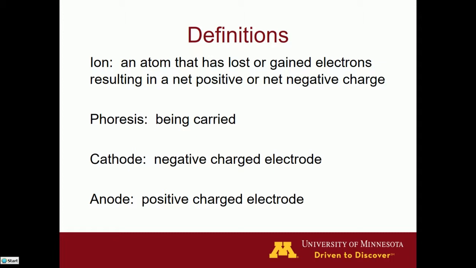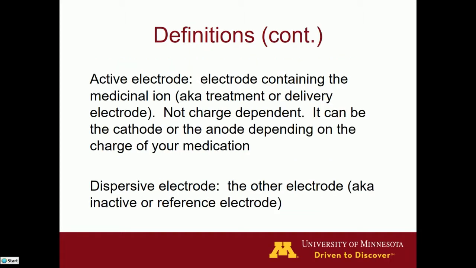The cathode is your negatively charged electrode. The anode is your positively charged electrode. That's kind of review from Becky's first lecture, but they do play a big role in this. A couple of other terms that we need to define. The active electrode is the electrode containing the medicinal ion. It's also known as the treatment electrode or the delivery electrode. I typically say active electrode.